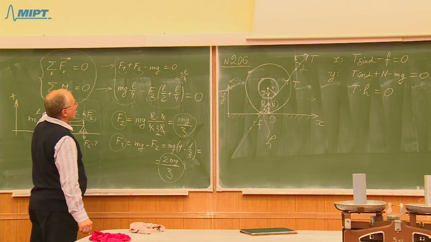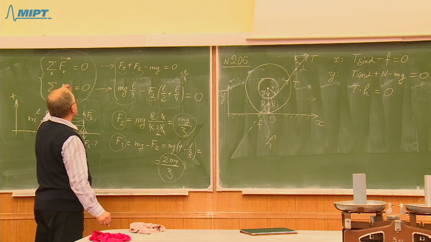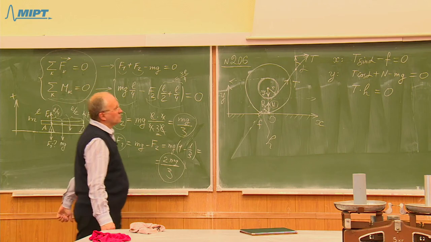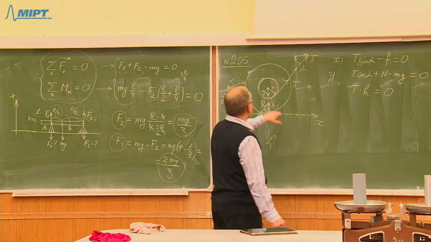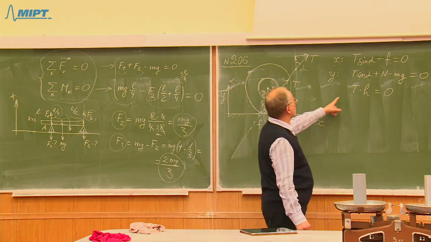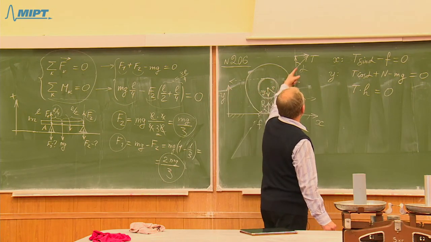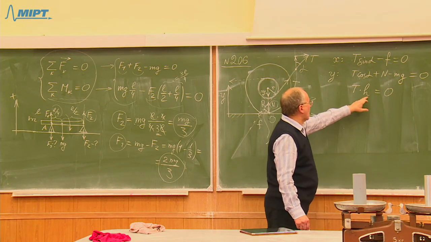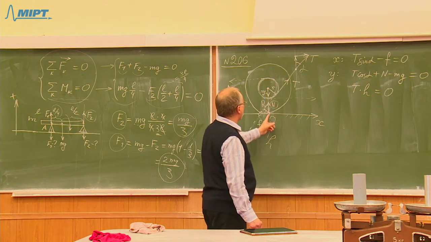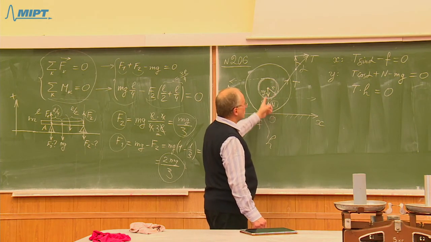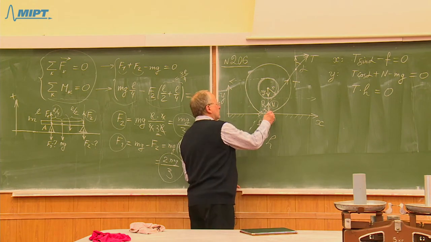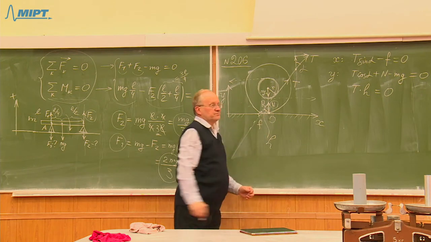The net torque acting on the body must be zero. This is a law of physics. This is a condition of static equilibrium. And in our particular case, if we choose this point as the axis of rotation, then we obtain that the force T, the force of tension of the string, times the arm of this force must be zero. All other forces will have zero arm, and all other forces will have zero torque with respect to this axis of rotation, which goes through point A, through point O.